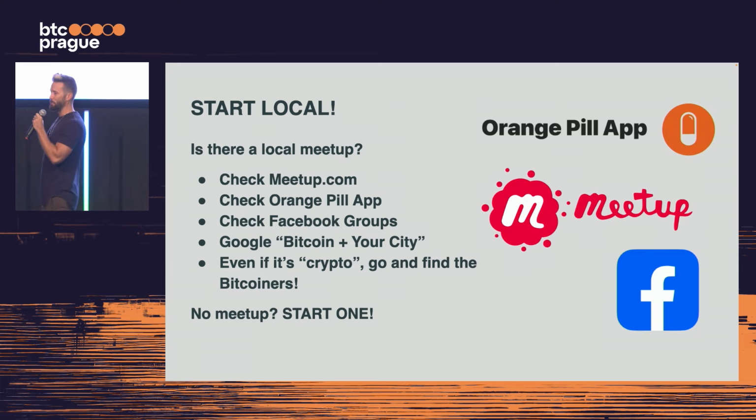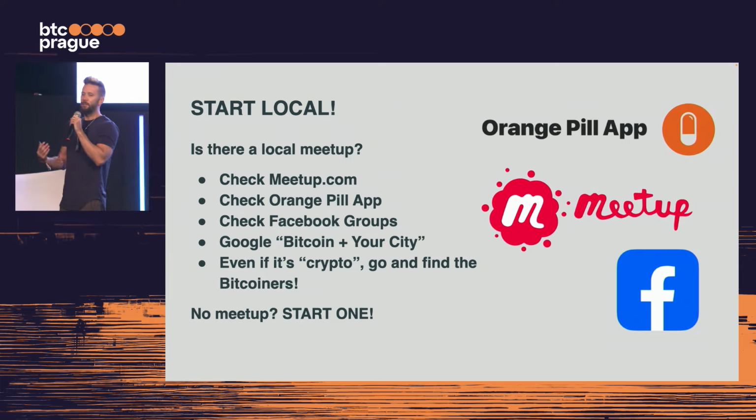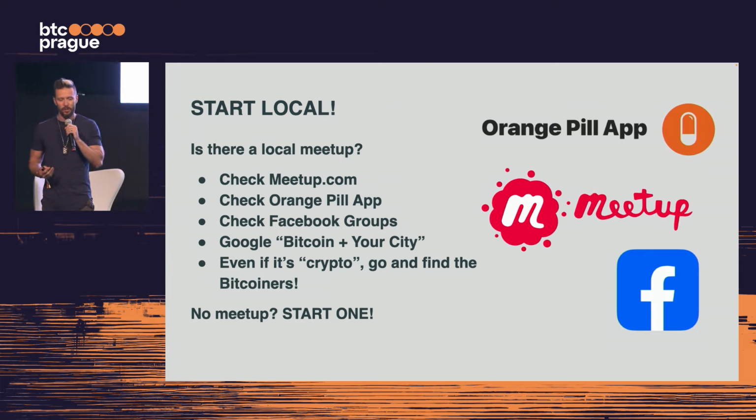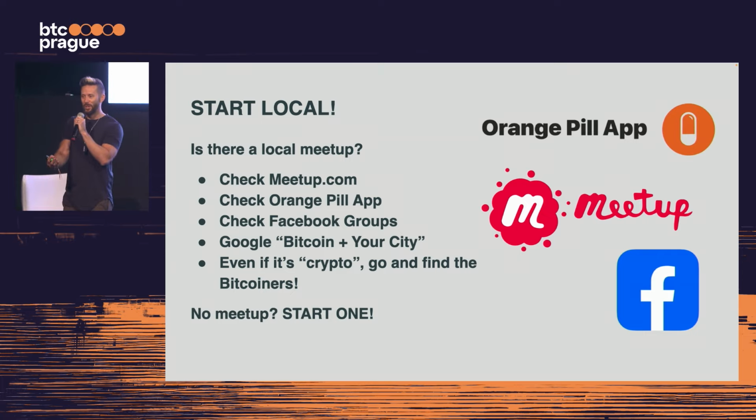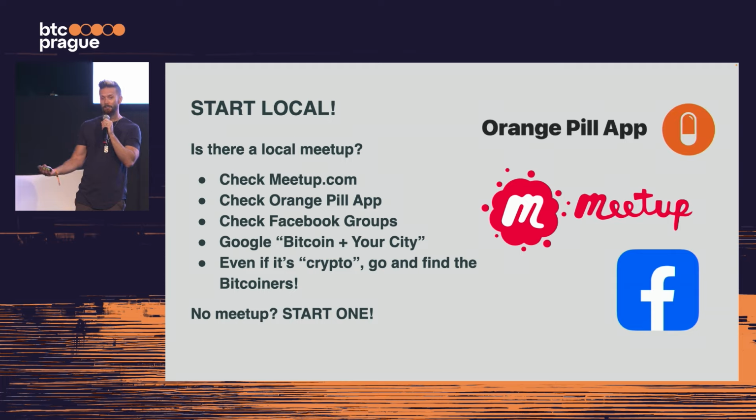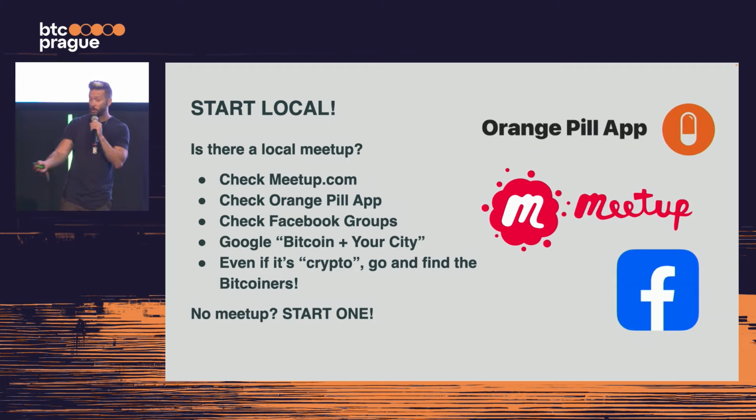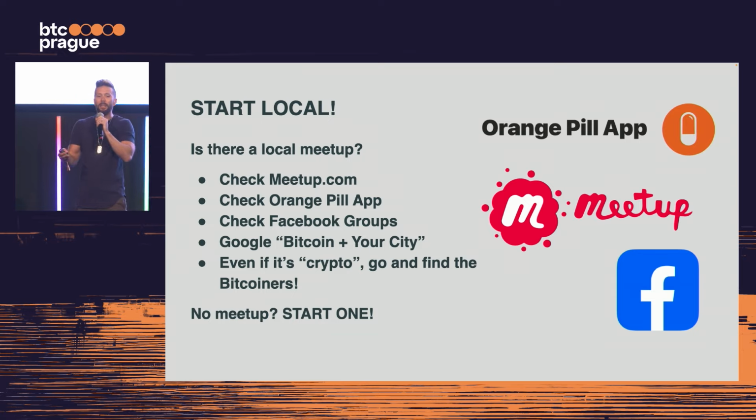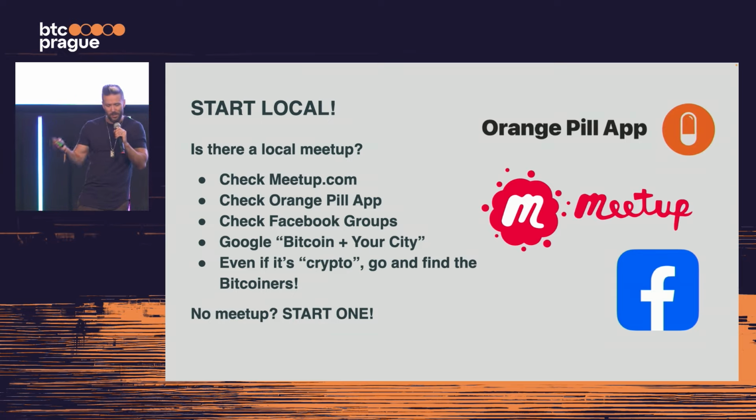you need to find your community. And you need to start local. You need to start with the Bitcoiners that are around you. Is there a local meetup where you are? Check Meetup.com, Orange Pill app, which is an app to find Bitcoiners in your area, and it has events listed. Of course, there's things like Facebook groups and other forms of social media that you can look on and search. I mean, just Google Bitcoin and your city and see what pops up.